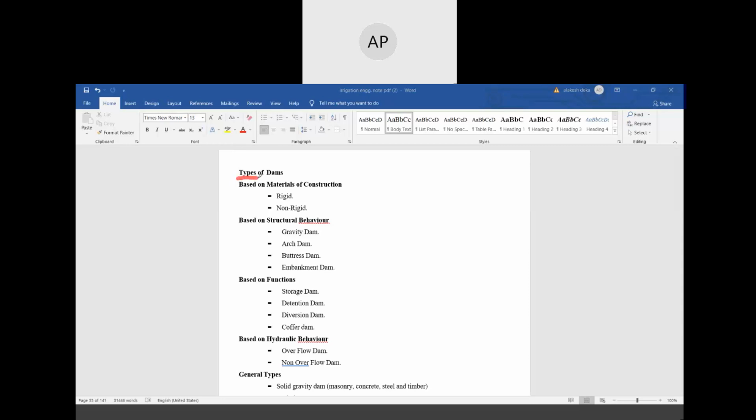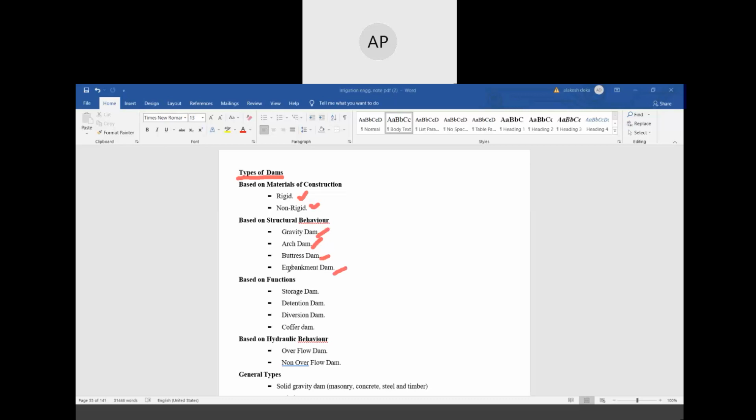Types of dams based on material of construction. It may be rigid and non-rigid. That means it may be built with reinforcement or RCC. It may be an RCC structure or it may be earthen. If it is earthen, it is non-rigid. Based on structural behavior, there are gravity dam, arch dam, buttress dam, and embankment dam.